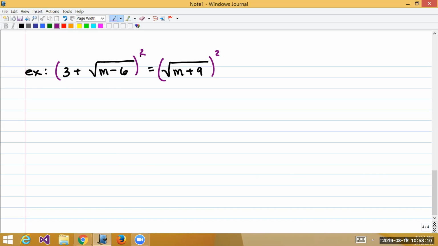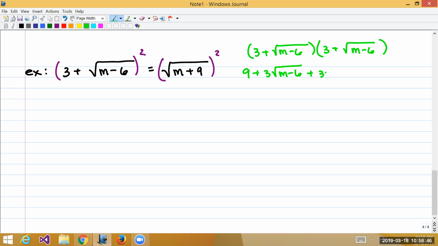So to square a binomial, you have to FOIL. We're going to have to FOIL here with this entire radical expression, okay? So if you FOIL this, let's go ahead and do that on this side over here. 3 plus the square root of m minus 6 times 3 plus the square root of m minus 6. So that leaves us 3 times 3, 9, plus 3 times the square root of m minus 6, plus 3 times the square root of m minus 6, plus the square root of m minus 6, that quantity squared.